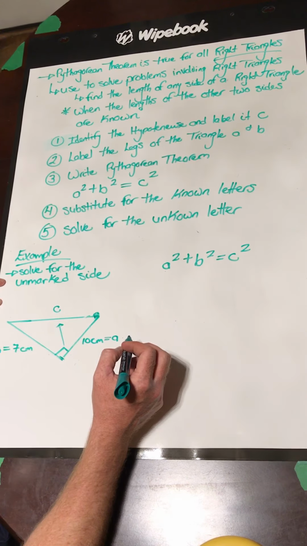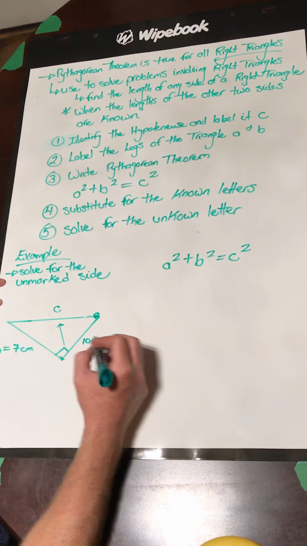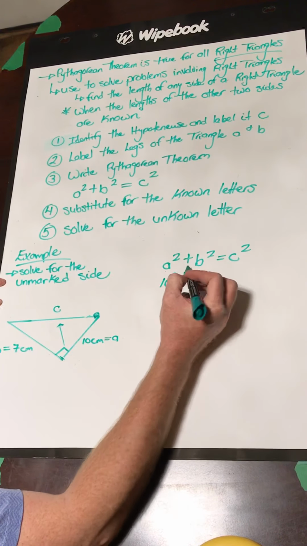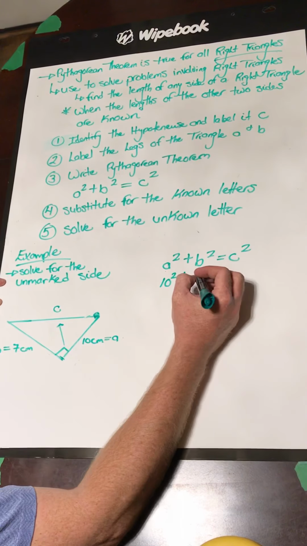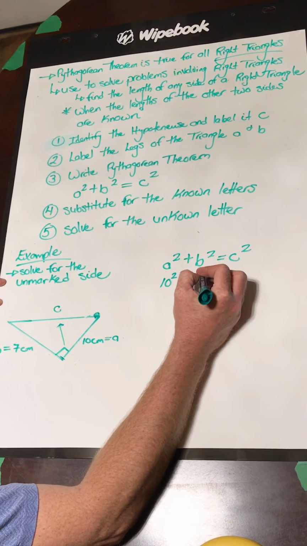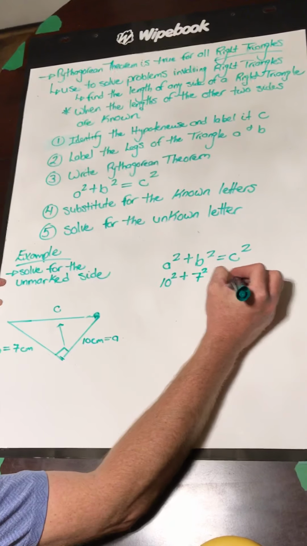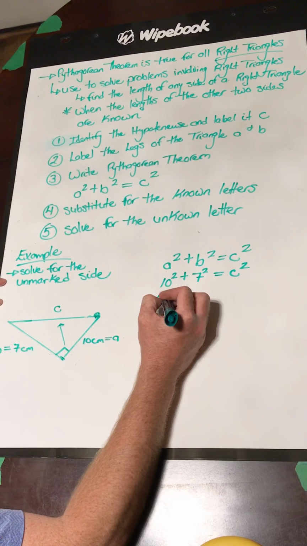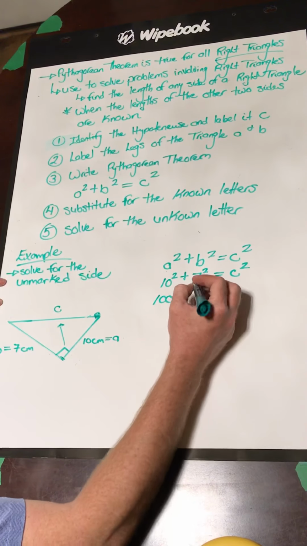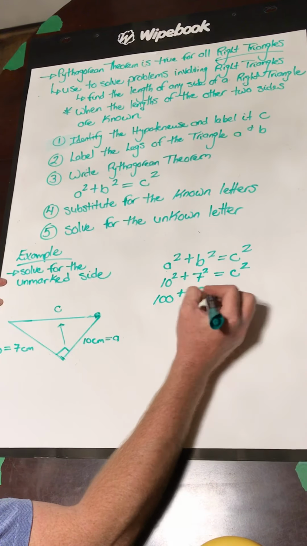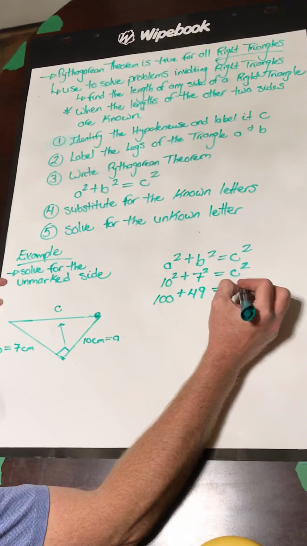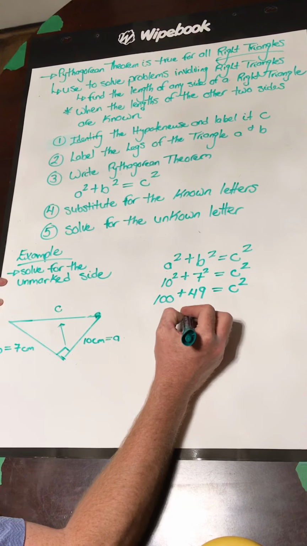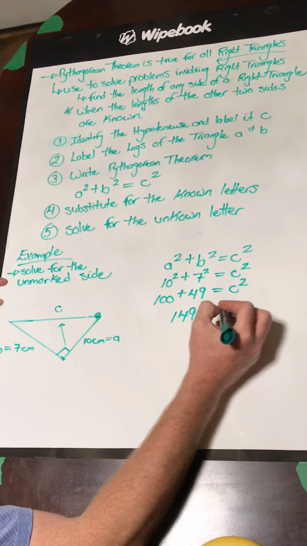Okay, I'm going to substitute in for the known letters. Well, I know A is equal to 10, so it's 10 squared plus, I also know B, which is 7, so 7 squared is equal to C squared. Okay, 10 squared is equal to 100 plus 7 squared is equal to 49 is equal to C squared. And this is equal to 149 is equal to C squared.